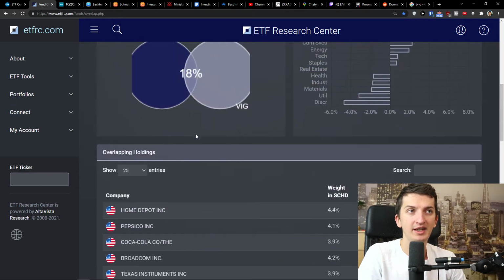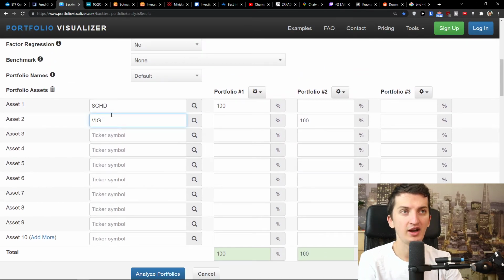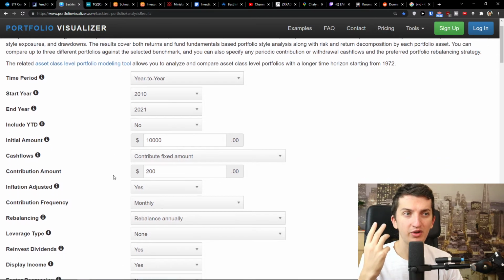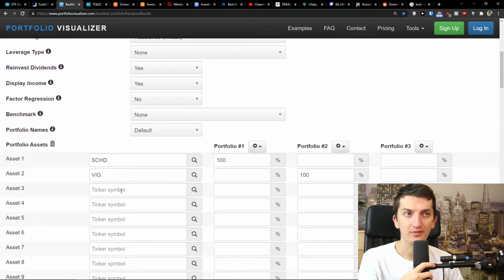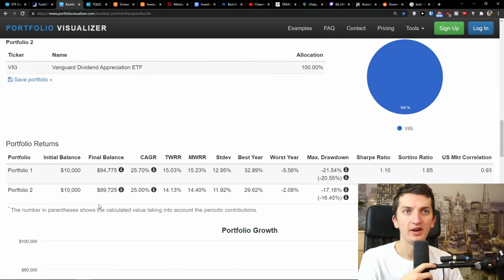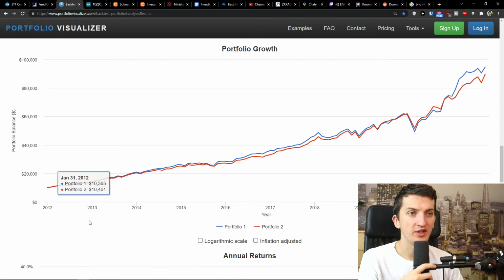Now let's see how it influenced the backtest. When we come here to the backtest and SCHD VIG, I'm going to write here. And now, let's say we are going to start investing in 2010, initial amount $10,000, and we are going to contribute a fixed amount of $200 monthly, and we are going to reinvest the dividends, and I'm going to display the income. And let's analyze the portfolios. So you could see that with SCHD, you would outperform VIG by nearly $5,000 if you would start investing.